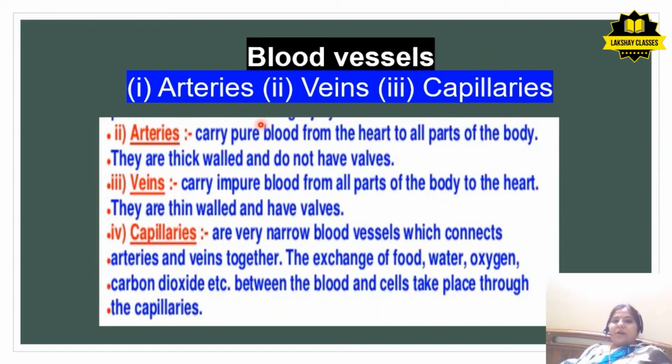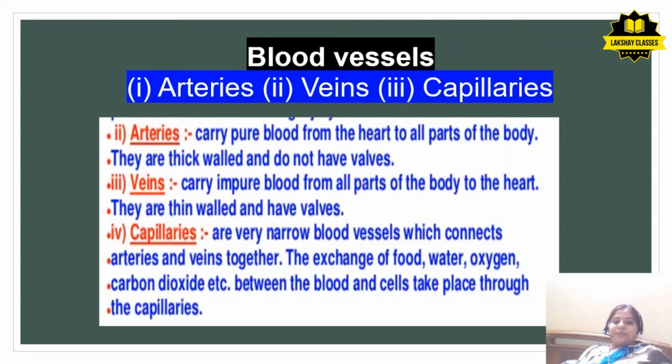Blood vessels are of three types, that is arteries, veins and capillaries. Arteries carry the pure blood, that means oxygenated blood, to all parts of the body. The wall of the artery is thick and they do not have valves.